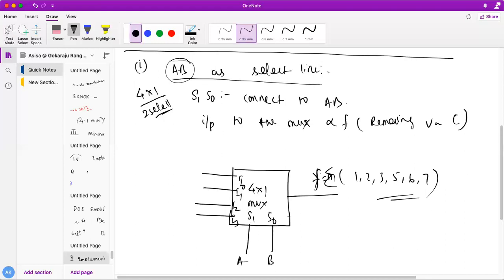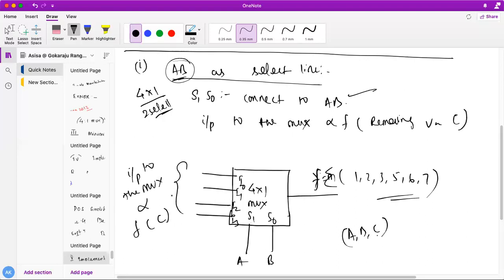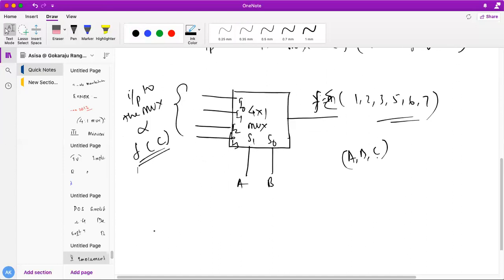So already you have seen that the select lines will be connected to A and B, and the input to the mux is nothing else but the function of the remaining variable C. Here A and B are the select lines, and obviously the remaining variable is C because it's a 3 variable function, where A, B, C are the variables. So the input to the mux you have to find out is actually a function of the remaining variable C.